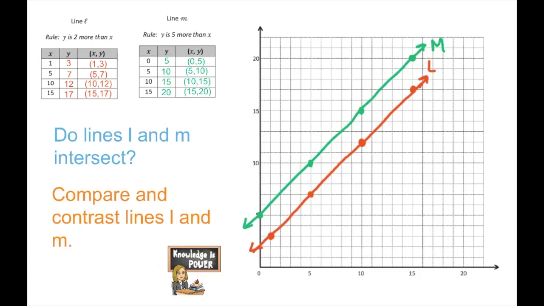Outstanding ideas. Here were some highlight answers that I heard from students. They noticed that both rules were adding to the x-coordinate, but in line L, they were adding 2, and in line M, they were adding 5. So all of the y-coordinates on line M are 3 units above all the y-coordinates on line L with the same x-coordinates, which would explain why line M is further up in our coordinate plane. Awesome job, everybody. Let's keep going.